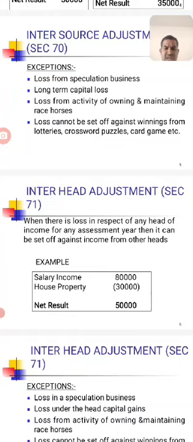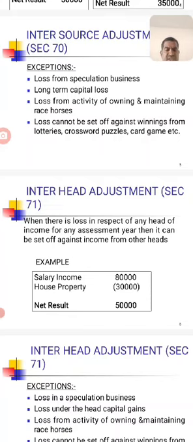When there is a loss in respect of any head of income for any assessment year, then it can be set off against income from the other heads. For example, salary income is 80,000, house property loss is 30,000. One is a loss and one is an income, under different heads of income. The loss under one head can be set off against income under another head. Here salary income is 80,000, house property loss is 30,000.